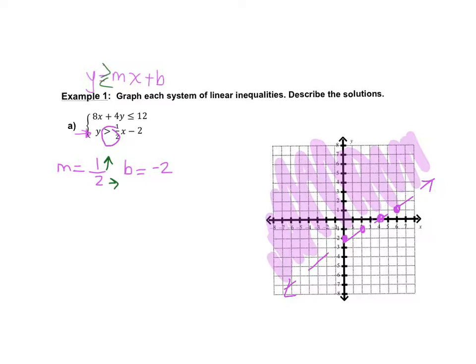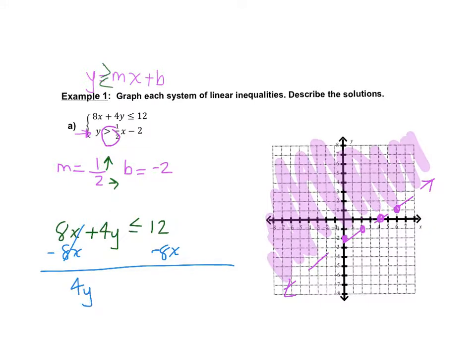The second inequality is 8x plus 4y is less than or equal to 12. When we transform this into y equals mx plus b, or slope-intercept form, we are going to subtract the 8x, and now we see that everything that we have learned about solving inequalities is important, because in order for us to transform this, we have to actually put it in proper form: -8x plus 12. So we divide everything by 4, and your new inequality is y is less than or equal to -2x plus 3.